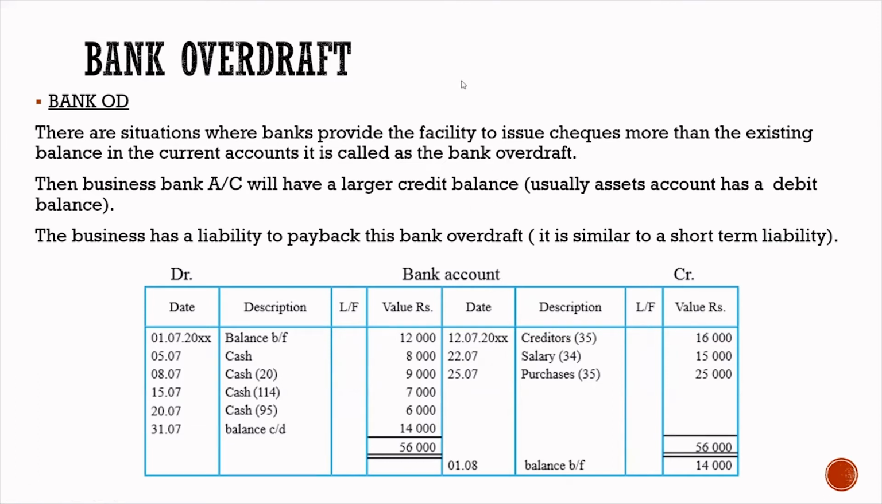Do you remember I stated before that asset accounts usually have a debit balance? But still, when the overdraft facility is given, though the bank account is an asset account, it will have a credit balance. The business has a liability to pay back this bank overdraft.